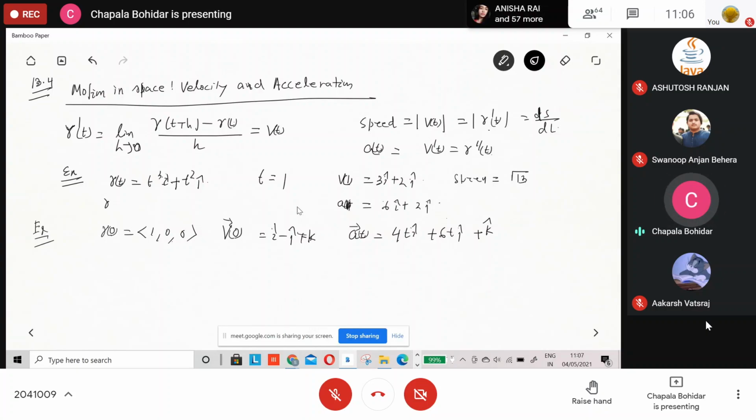Find v of t and position at time t, r(t). Position vector, it is your r(t) at time t. You have to find out this one and this one. So try to do it yourself, then I'll do it. Acceleration is given, find v(t) and r(t).